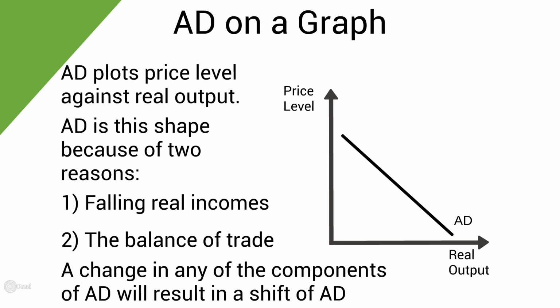A change in any of the components of aggregate demand, whether this be C, I, G, X, or M, will result in a shift of aggregate demand. We will discuss shifts in aggregate demand later on in this course.